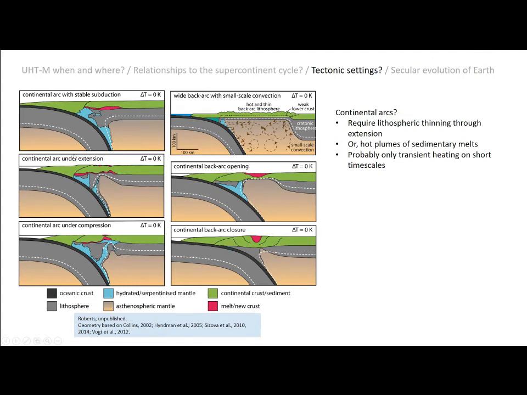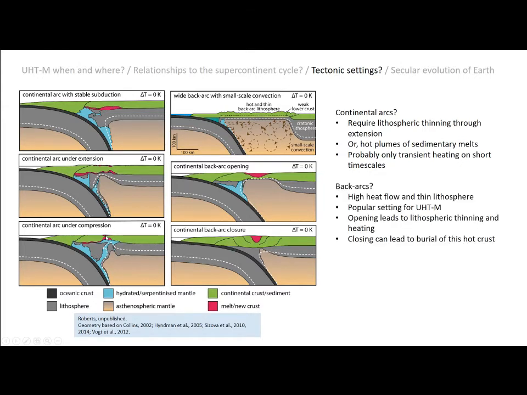And what about continental arcs, which we see here on the left? Well, stable arcs do not reach elevated temperatures, but there are at least a couple of ways of perturbing the isotherms. One is through arc extension. The other is when we have compressional arcs and we get an uprise of hot sediment melt diapirs. But both of these are probably very transient heating events, unlikely to produce UHT conditions on any kind of grand scale, but they might produce some of the shorter-lived UHT that we see.